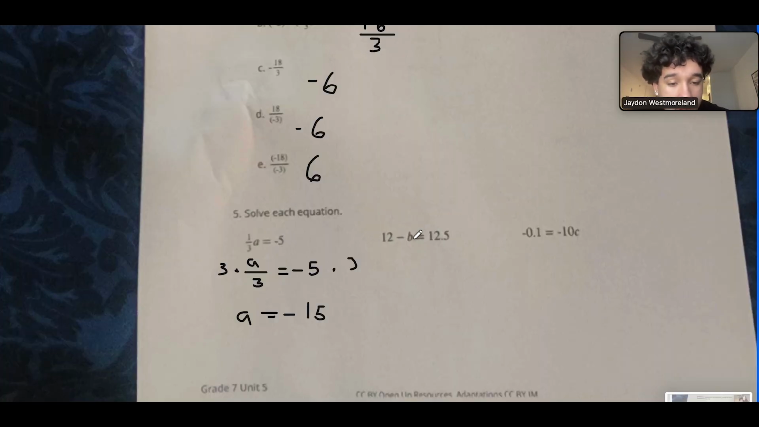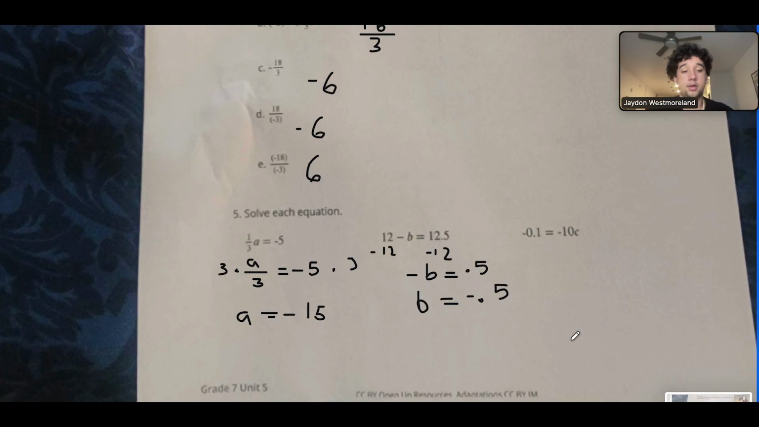Okay. Now what I would do here is subtract 12 from both sides. That's going to give me negative B is equal to 0.5. Now I have this negative, so how do I get rid of the negative? Well, I can divide or multiply by the negative. It doesn't really matter, but I have to do it on both sides, so it's just going to be a sign flip. B is equal to negative 0.5. Okay, here I have negative 10c. This negative 10 is multiplying by the c, so I'm going to divide both sides by negative 10.